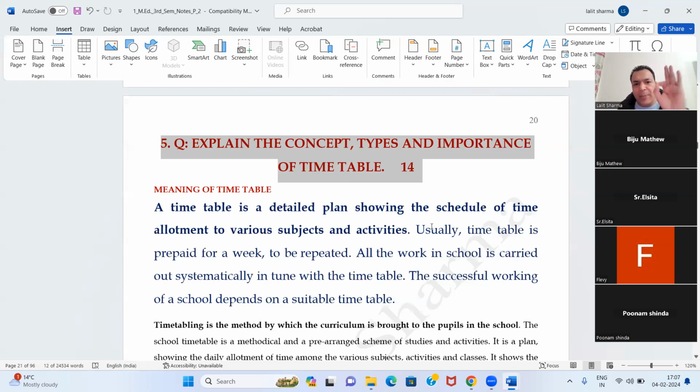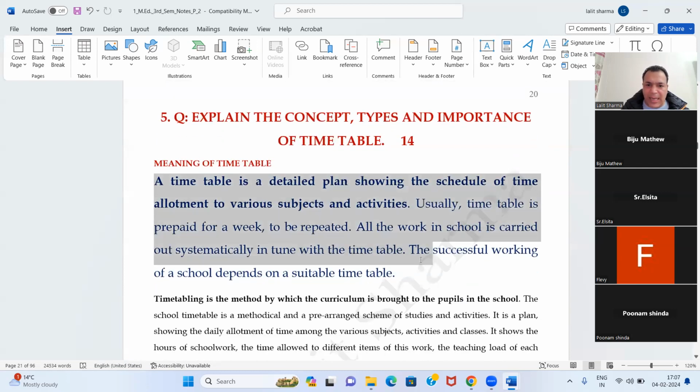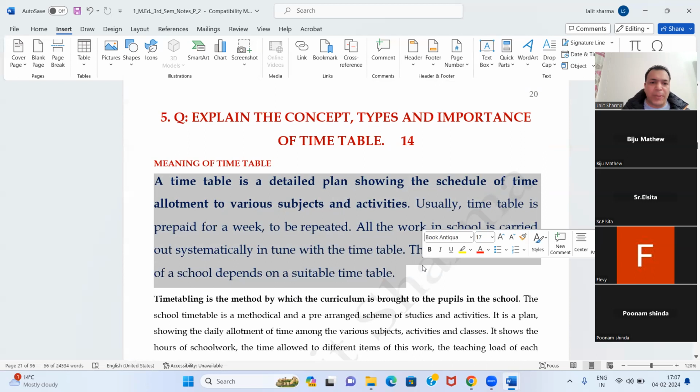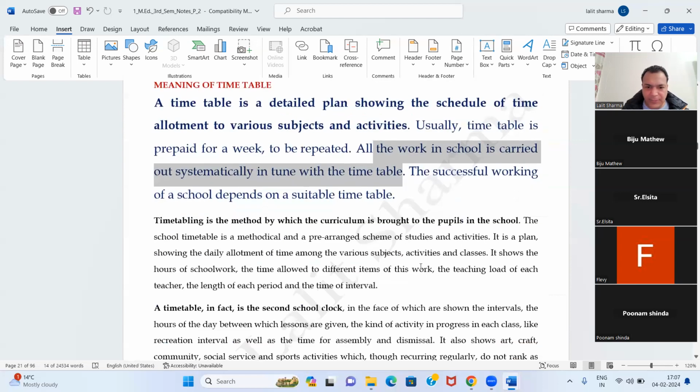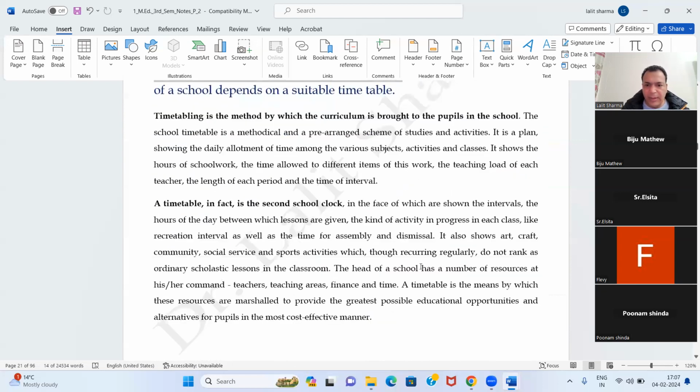Explain the concept, types, and importance of timetable. You all are aware of that. What is a timetable? A timetable is a detailed plan showing the schedule of time allotment to various subjects and activities. Usually, a timetable is prepared for a week, to be repeated. All the work in school is carried out systematically in tune with the timetable. The successful working of school depends on a suitable timetable.